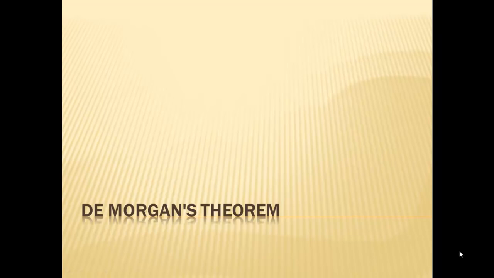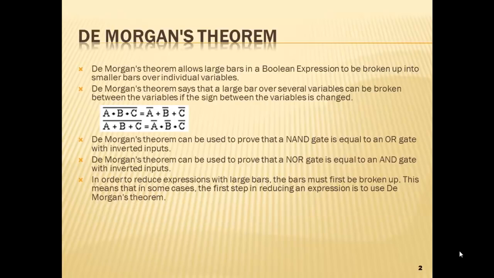This is the next part of the simplification lecture where we're going to talk about DeMorgan's theorem. In the last section we talked about simplifying equations when they only had single lines over single variables like A naught, B naught, or C naught. We didn't have lines over multiple variables. So in this section we'll see how DeMorgan's theorem works with lines over multiple variables.